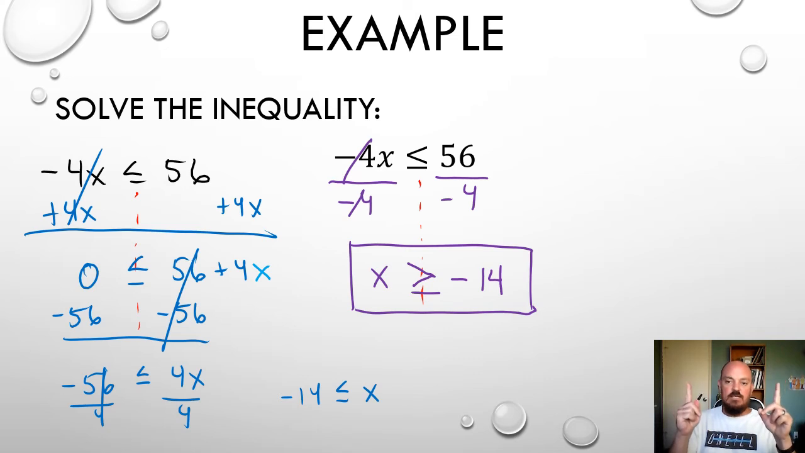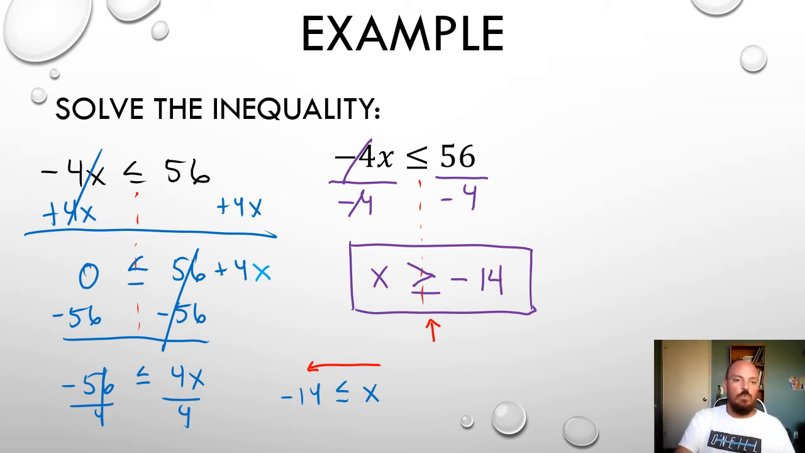Now, because the two things flip sides, now I have to read it backwards like I did in the last example. If I read this going this way, instead of negative 14 is less than or equal to x, I get my answer from before. I get x is greater than or equal to negative 14. And that's why you have to do this. With an equal sign, it doesn't matter. X equals 14 is the same as 14 equals x. But with an inequality, it does matter. Having the x on the other side changes things.